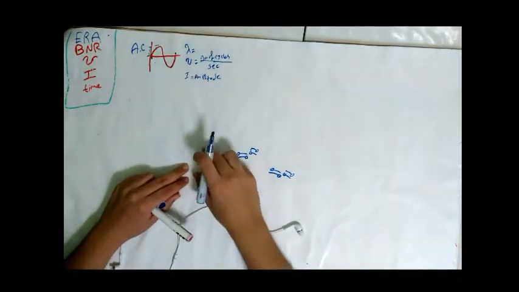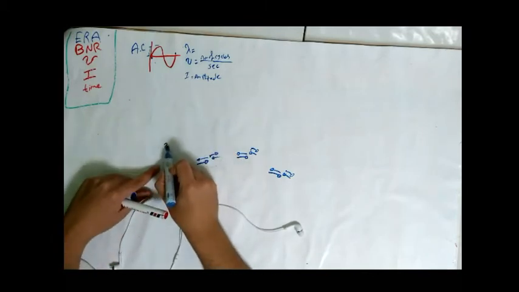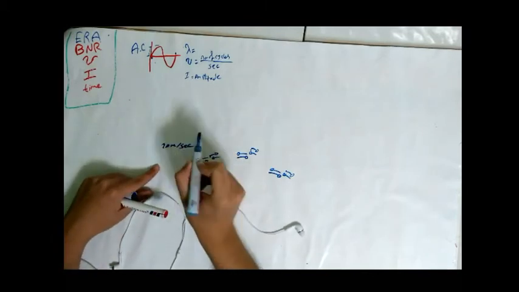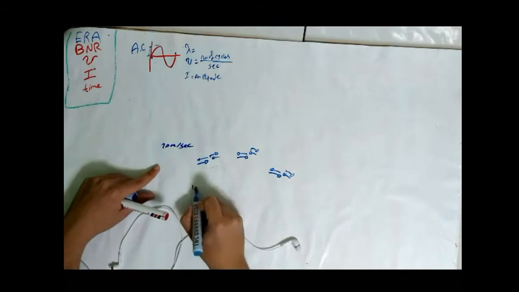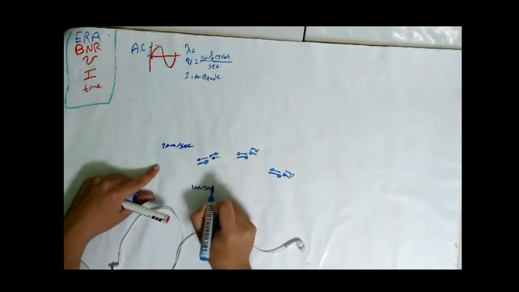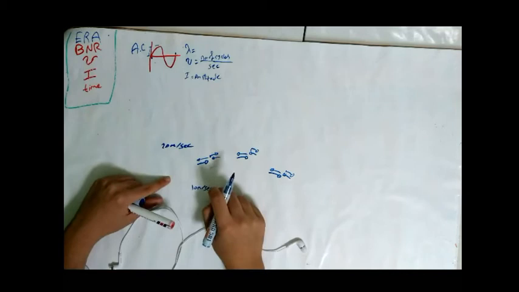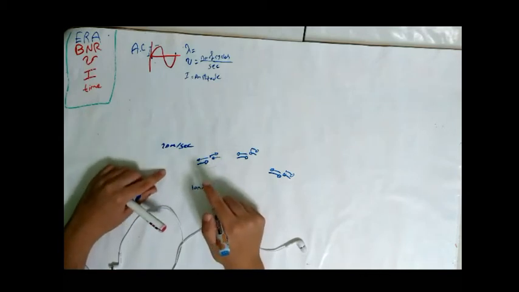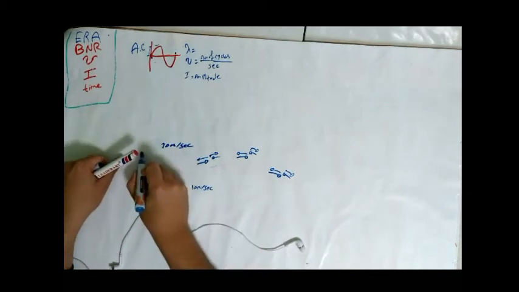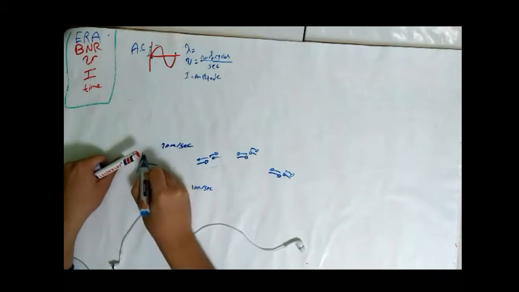For example, if I have a current with a velocity of 20 meters per second, and another current of 10 meters per second, and both have the same frequency, so both have the same wavelength, if I want to draw a graph, it will be like this. The change in the amplitude represents a change in the velocity of the electrons.